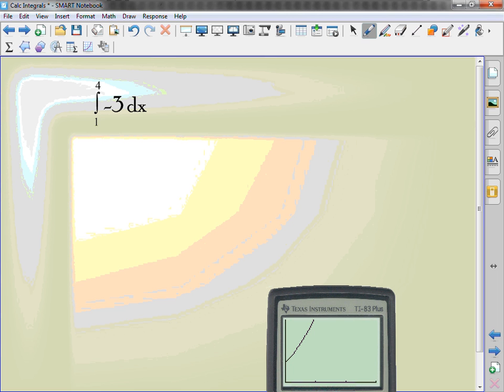When I take the antiderivative, what's the antiderivative of negative 3? Negative 3x. I need to take it from 1 to 4, which means negative 3 times 4 minus negative 3 times 1. 3 times 4 is 12, negative 12. Negative 3 and 1, plus 3, which gives me negative 9.